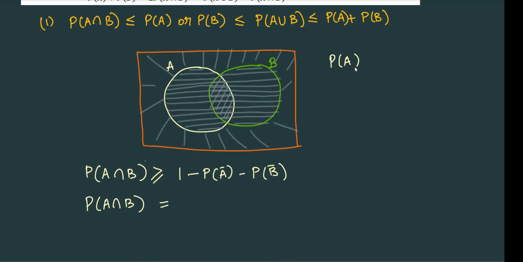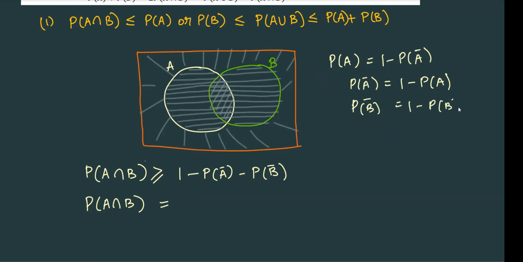So P of A is equal to 1 minus P of A bar, or P of A bar is equal to 1 minus P of A. Now P of B bar is also 1 minus P of B. So now P of A bar plus P of B bar is 2 minus P of A minus P of B.